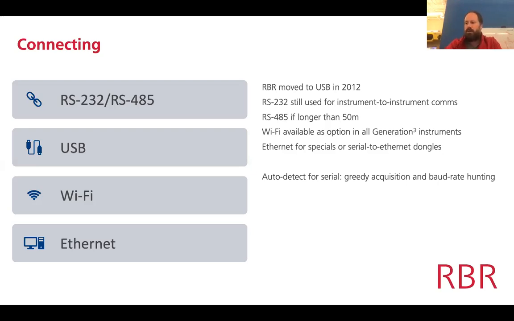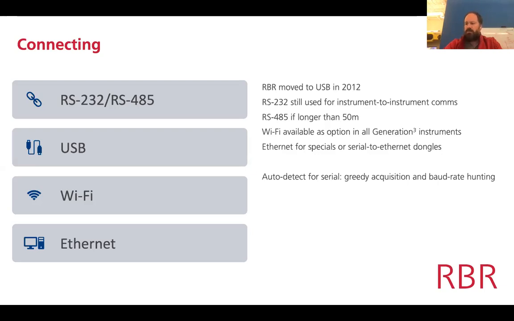Those are built into every one of our standard instruments, and Ruskin will do auto discovery over the serial protocols, so you don't need to know anything about the baud rate or the ports. You simply plug the instrument into your computer with a dongle, and we will find it.